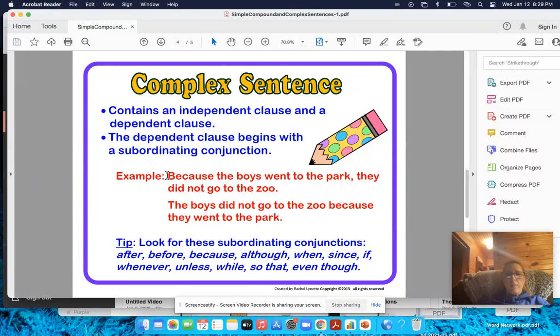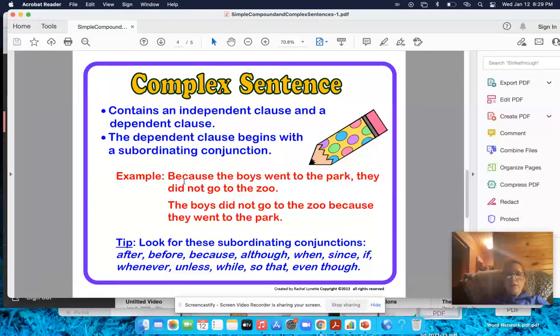So in the first example here, we are starting our sentence with the subordinating conjunction because. Because the boys went to the park, they did not go to the zoo. In the second sentence, because is used in the middle. They did not go to the zoo because they went to the park. A complex sentence, again, will have one independent clause, so one good independent sentence that is a complete sentence by itself, and it has one dependent clause, which is not a complete sentence.